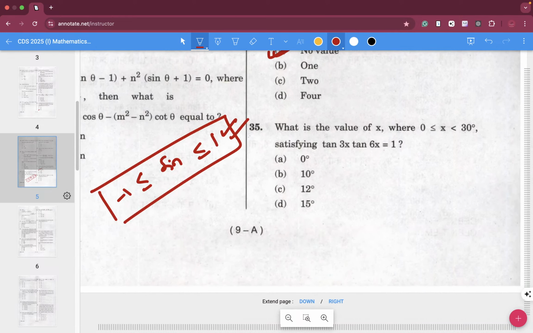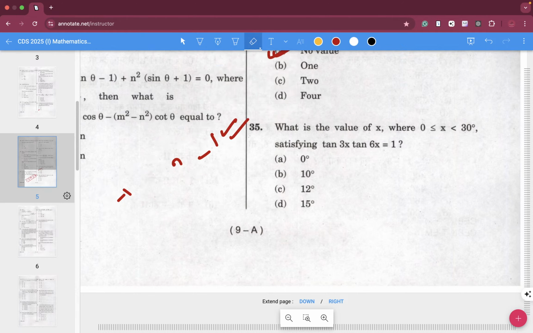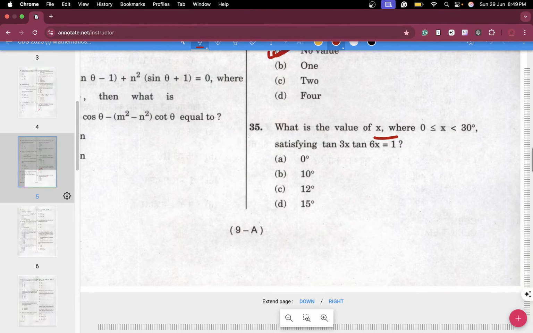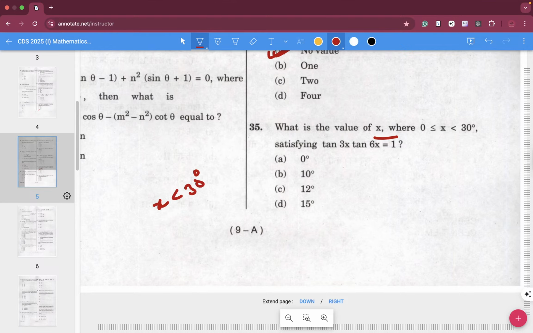Come on, these are very easy questions. Question number 35. Solve and tell me the answer. What do you guys think? What is the value of x, wherein x lies between 0 and 30 degrees, such that tan 3x into tan 6x is equal to 1, isn't it? How is that possible? Tell me. How is that possible, folks?